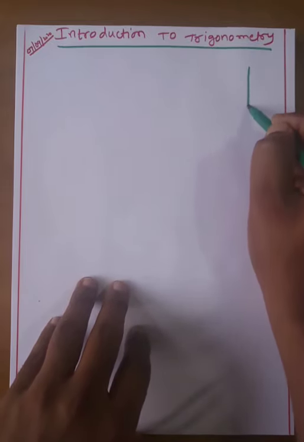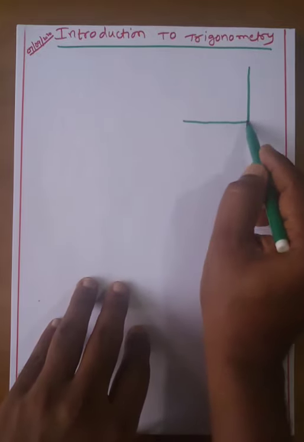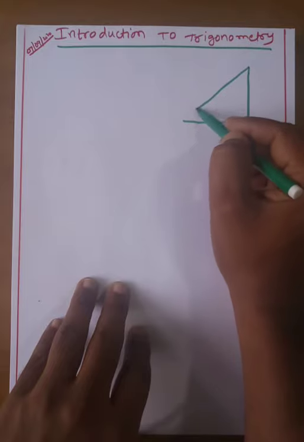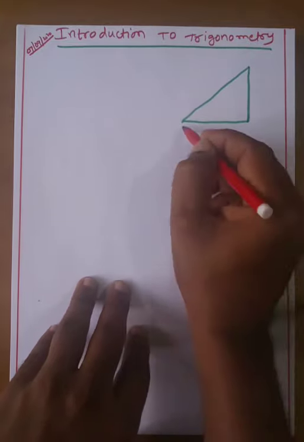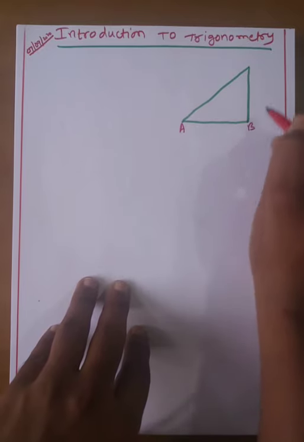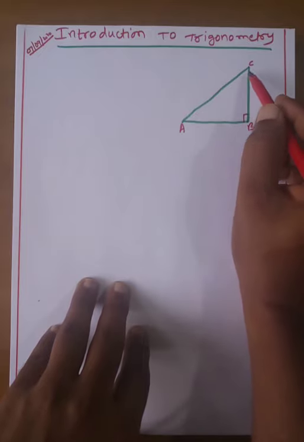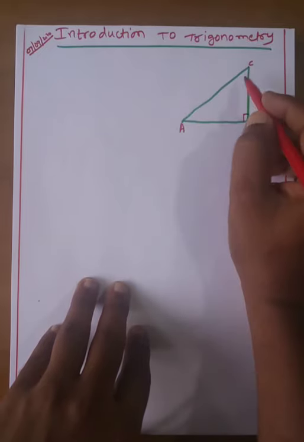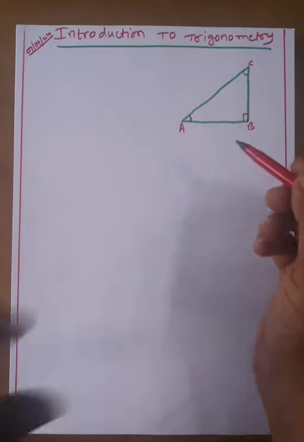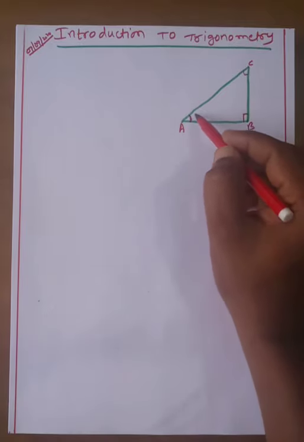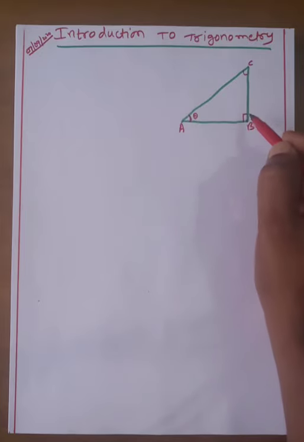Suppose we take the right angle triangle again. What is a right angle triangle? Suppose A, B, C. This is 90 degrees, and we can define the trigonometric ratios from this angle or this angle also, no problem at all. Suppose at the angle A, this is theta. Now this angle is 90 degrees.